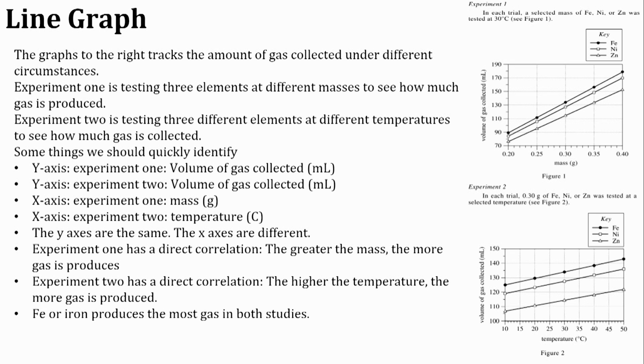Here are some other things that we can quickly identify. Fe, or iron, that's what Fe stands for, produces the most gas in both studies. Okay? Iron for both of these is the line with the circles on it, and you can see on both graphs that line is the highest. Okay? And then zinc, or the Zn, produces the least amount of gas in both studies. So I would not be surprised if we get questions about that, talking about which is making the most or which is making the least.